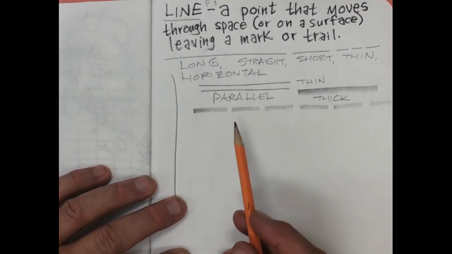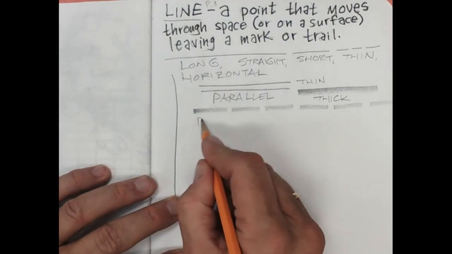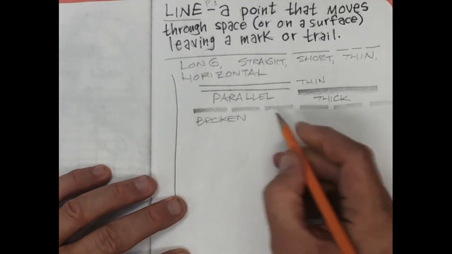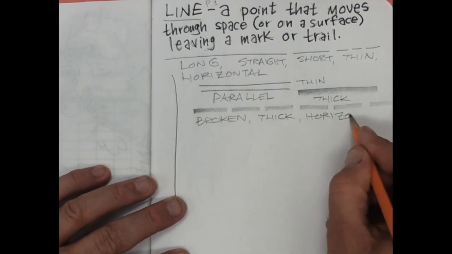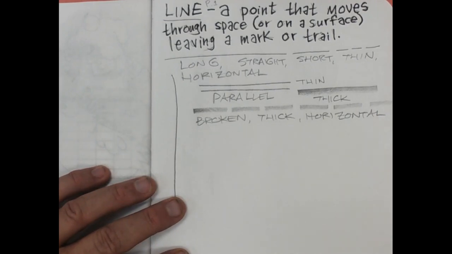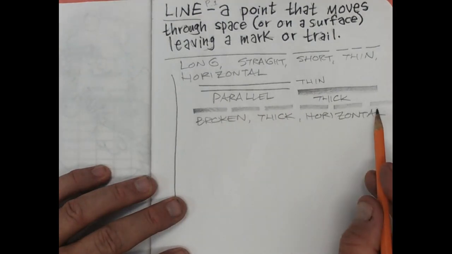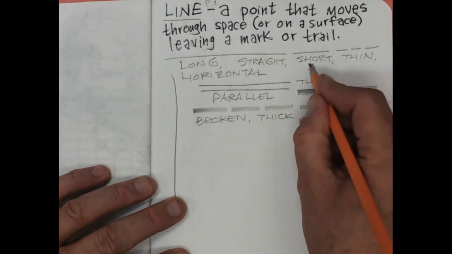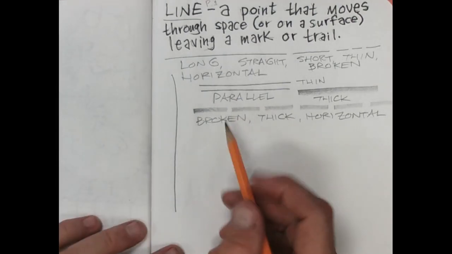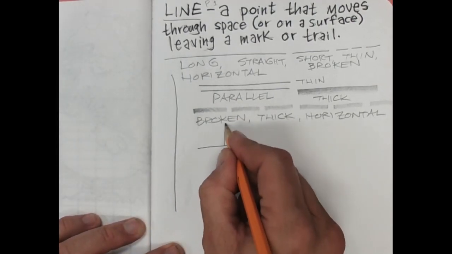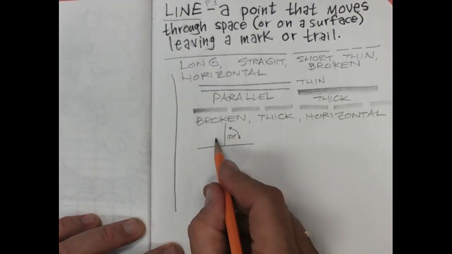Now, there's another quality to these lines which is not as evident up here, but because these are about the same distance, this is a broken line. A broken, thick, horizontal line. So we've got parallel, thick, thin, broken. Also broken up here. So we can add broken to this description up here. If lines aren't parallel, but at a 90-degree angle, this is called perpendicular.